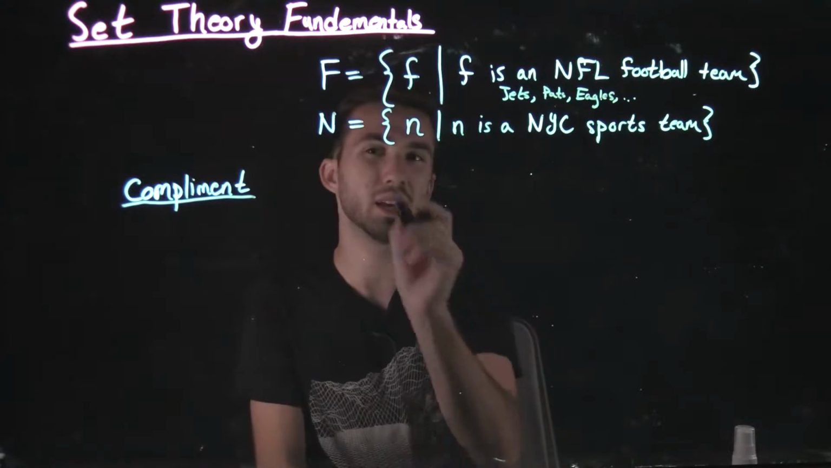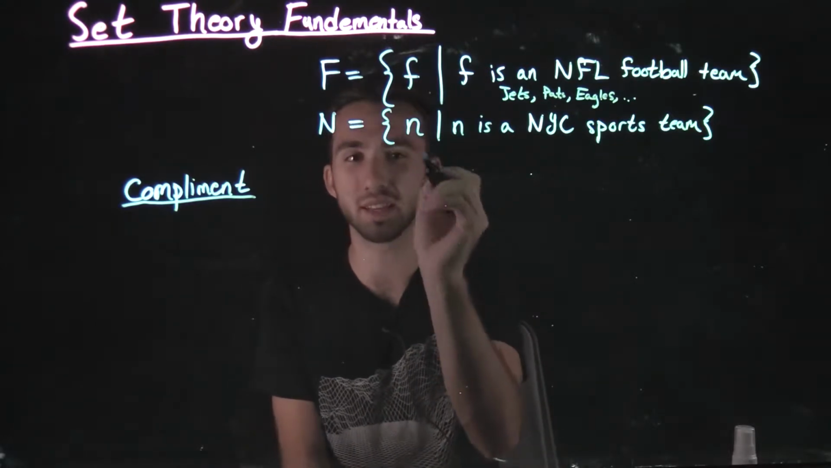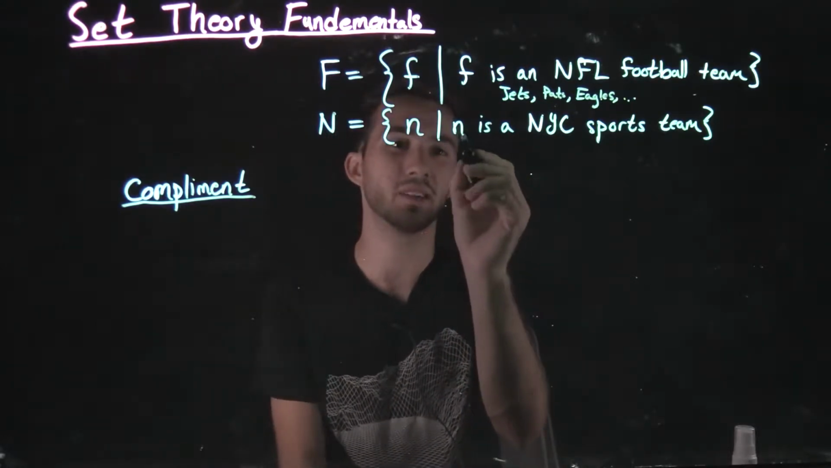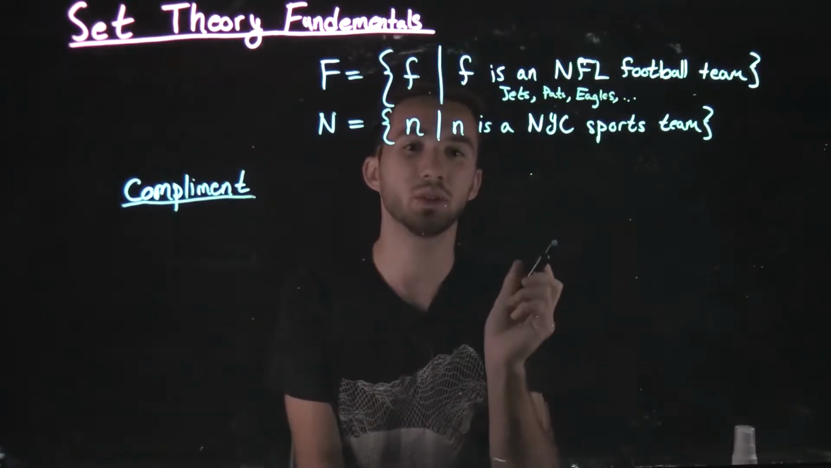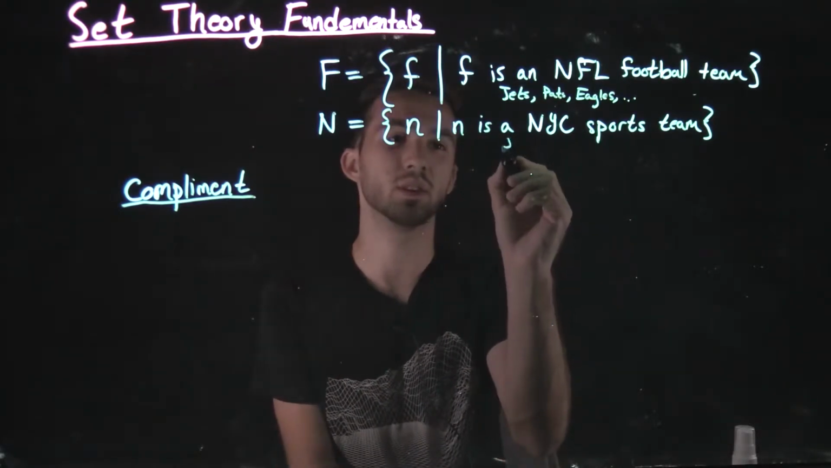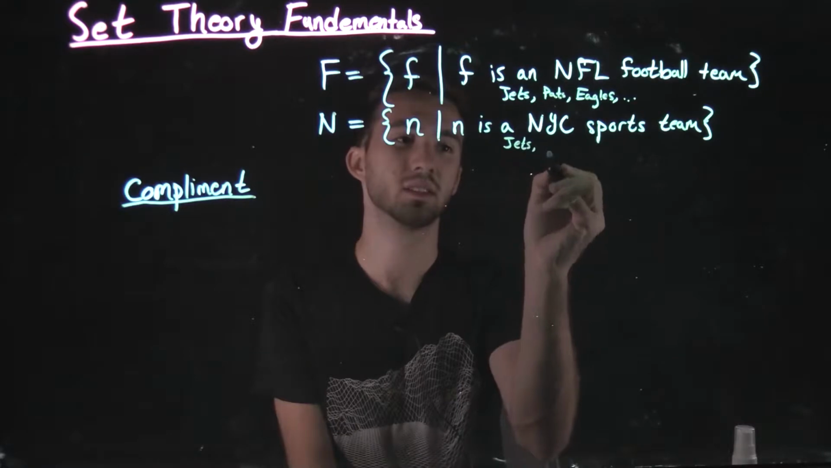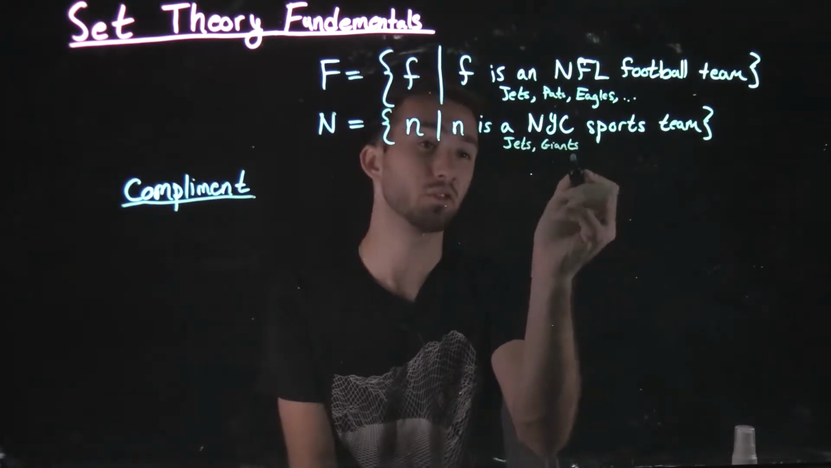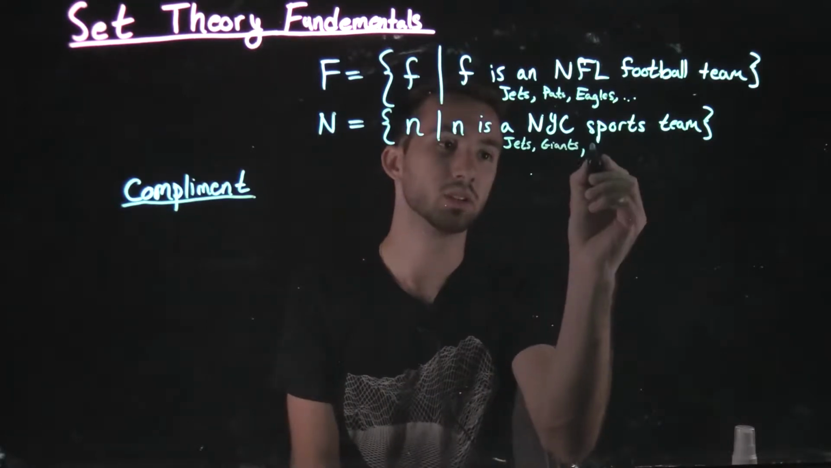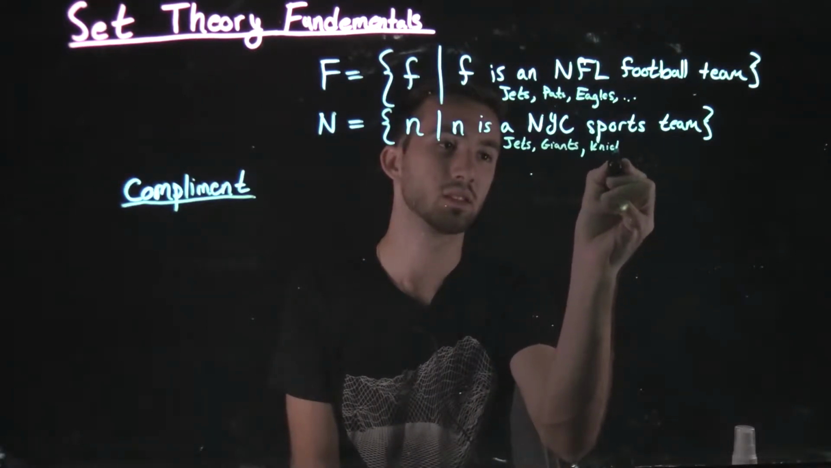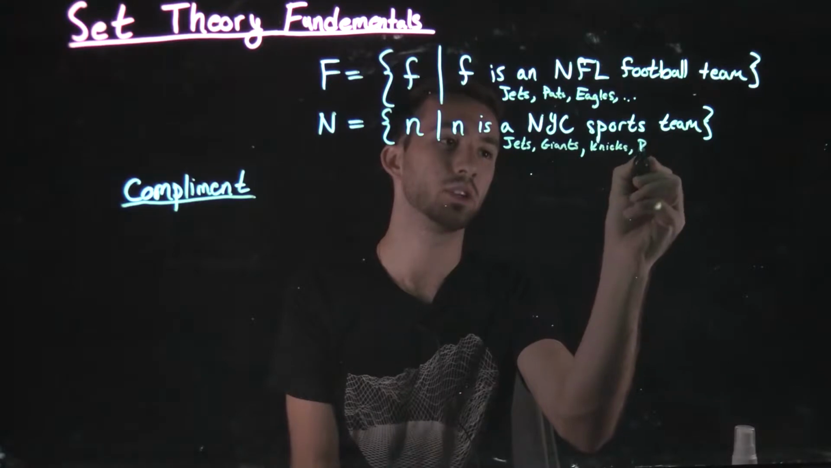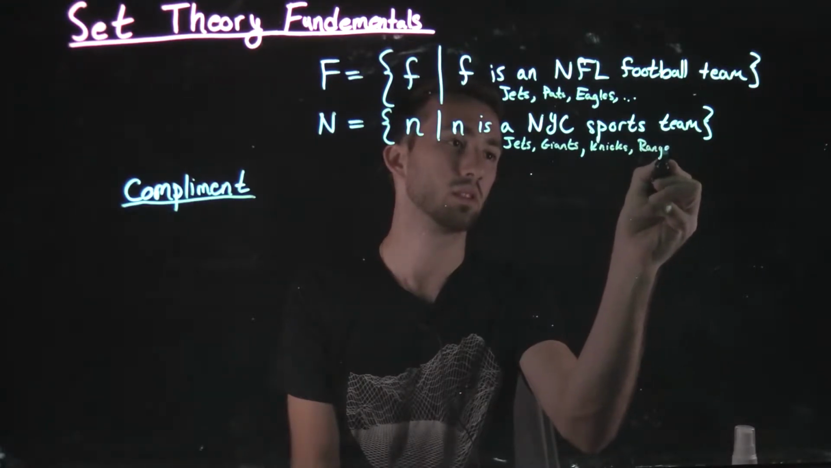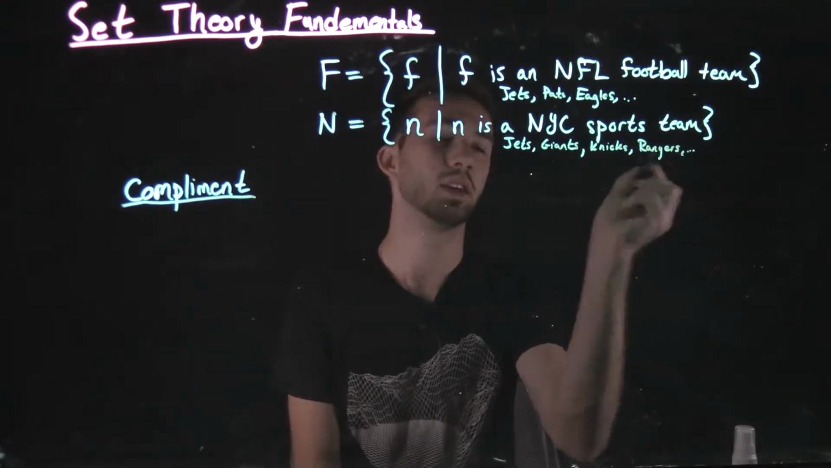Now we create a second set and we say N, and N is a set of elements N, such that that element is a New York City sports team. So this is going to be such as the Jets, the stupid Giants, but we're not restricting to football, we're just saying it's a sports team. So also the Knicks and the Rangers, if you're a hockey fan, etc.